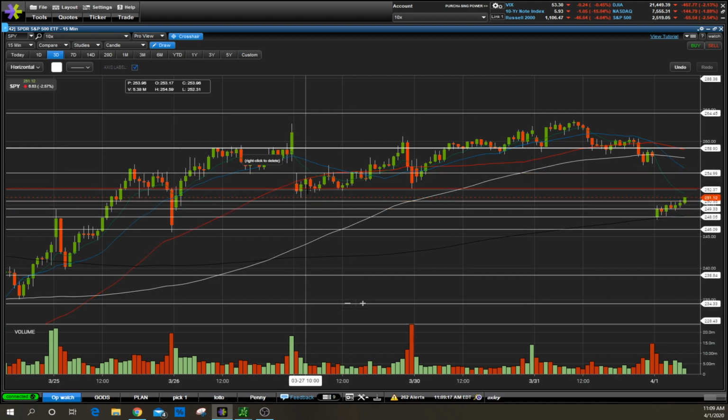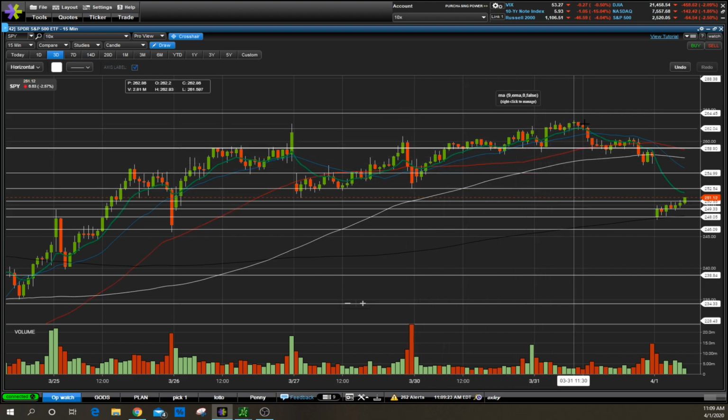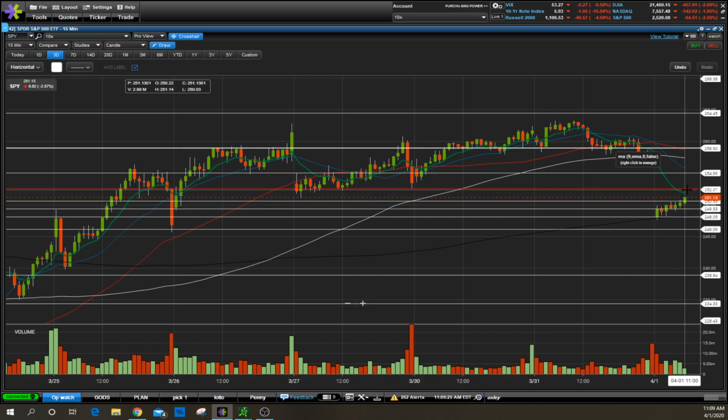Reason I did that, support, strong support, nice bounce off that, but now we're below that. It's going to play as resistance. Any other levels that could, let's see, too many aggressive ones.